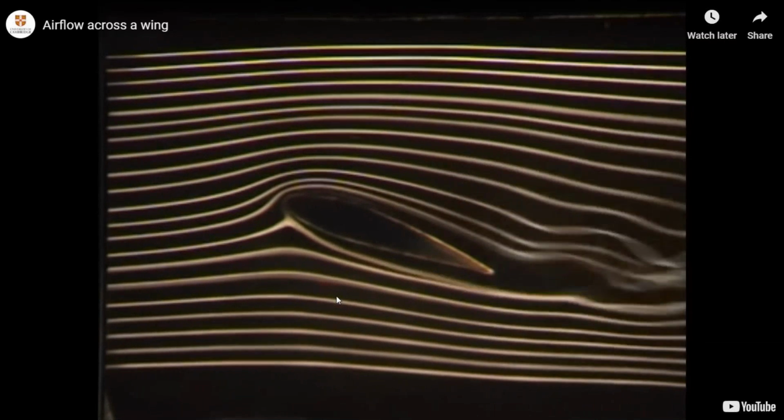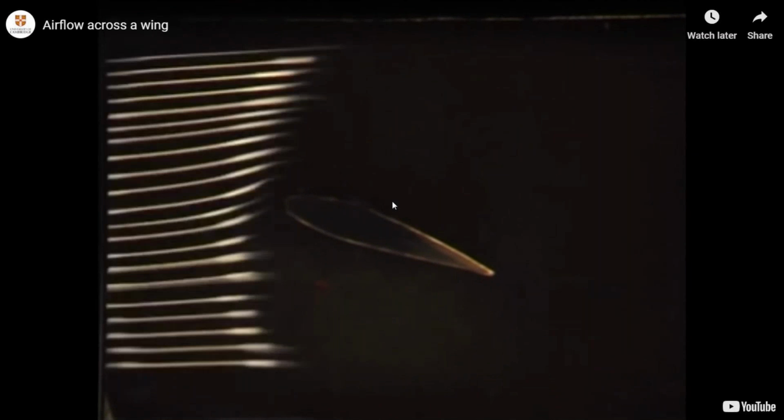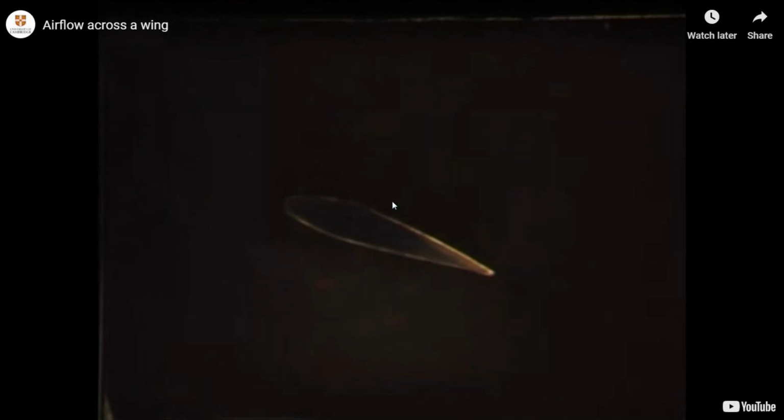Are you able to see? Here we use smoke to visualize the flow. We can make the smoke lines by briefly interrupting the supply. This gives us lines that travel through the flow, as we can see.